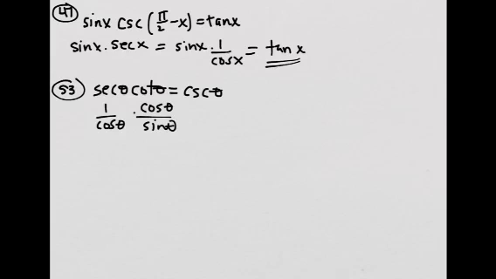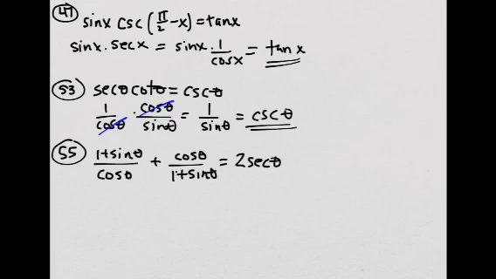So I'm going to cosine over cosine reduces to 1. And so you have 1 over sine theta, which equals cosecant theta. Okay, done. Alright, for 55, I'm going to add the two fractions, so I need a common denominator.